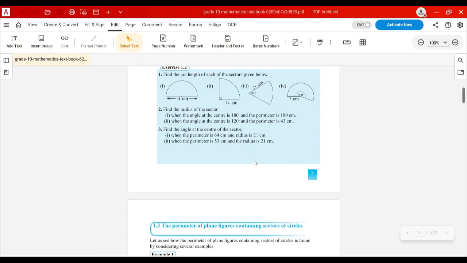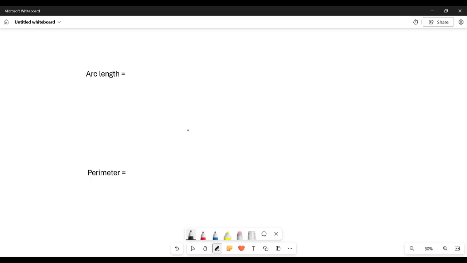Right, so now we have come to the last question of the topic, that is question number 3. Find the angle at the center of the sector. So in the first part, you can see we have been given the perimeter, when the perimeter is 64 centimeters and the radius is 21. So it's still not much of a change. You can still use the same formatting. So what is the arc length formula? We have not been given the angle, right?